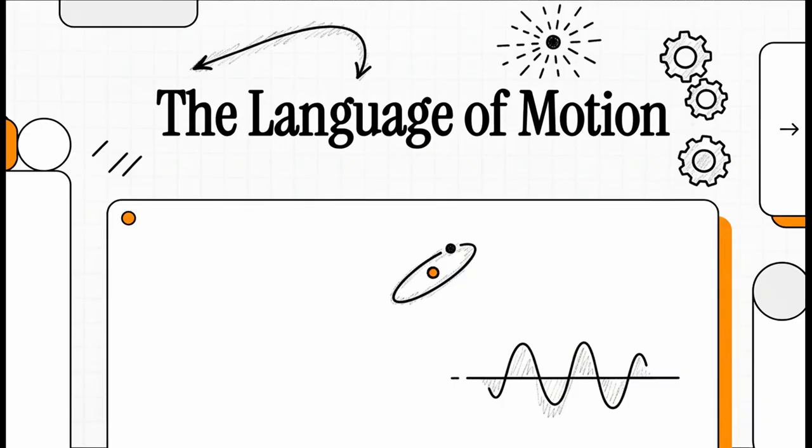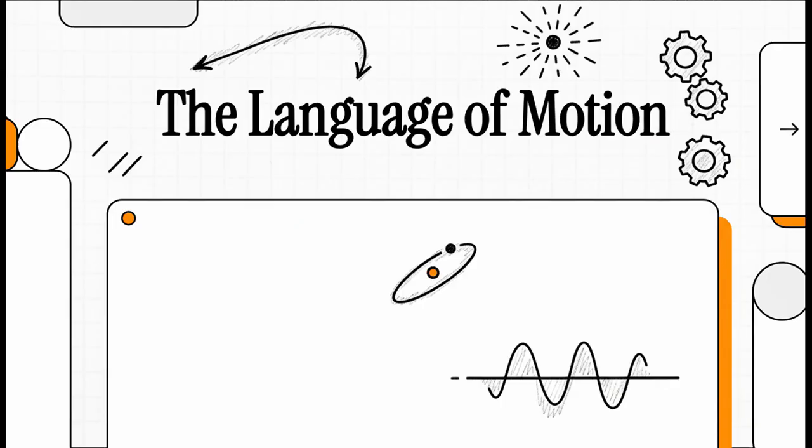Hey there and welcome. Today we're going to get you fluent in a brand new language. No, not Spanish or Japanese. We're talking about the language physicists use to describe pretty much everything that moves, from a planet zipping through space to a car on the highway. This is the language of motion.